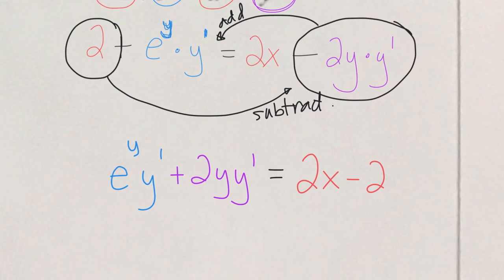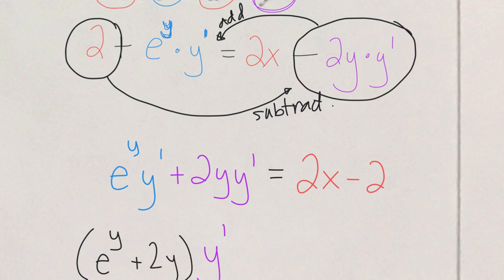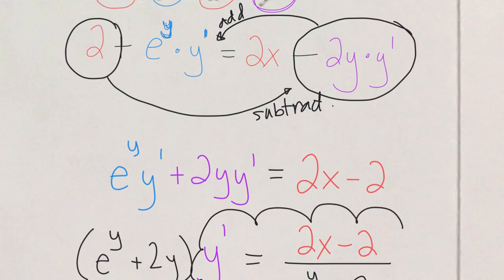Now we need to factor. We factor out y prime. So we have e to the y plus 2y, right? Those are our terms there. And if we do enough of these, you're going to know our next step is to divide. So our last step is 2x minus 2 over e to the y plus 2y. Just imagine that I divided that over to the other side, and this is no longer there.